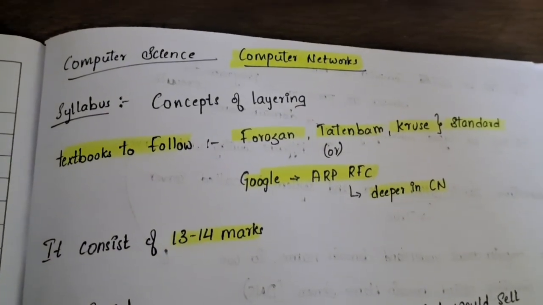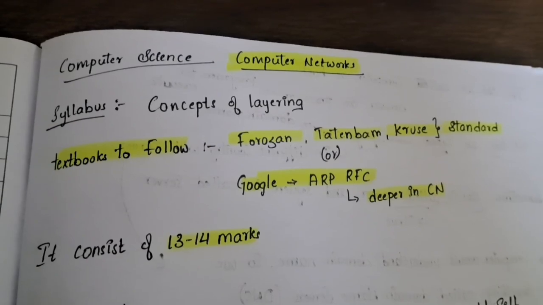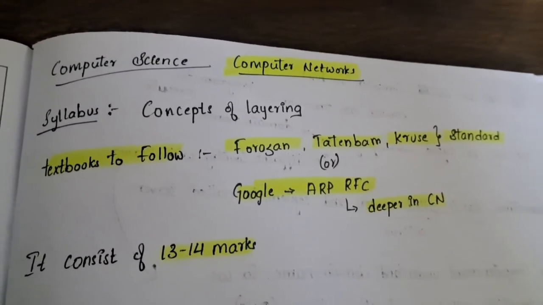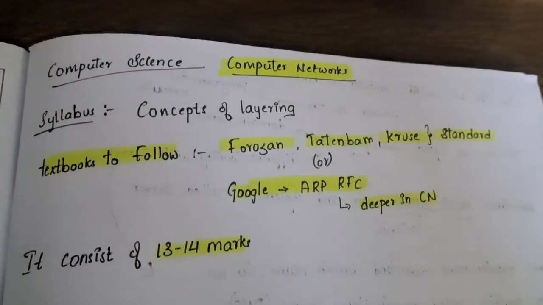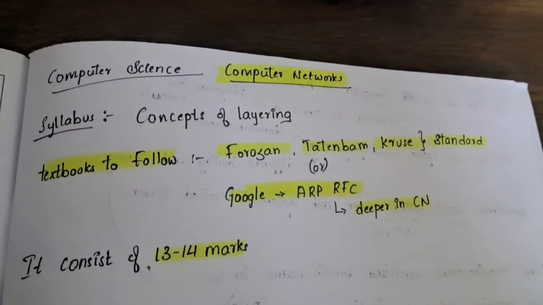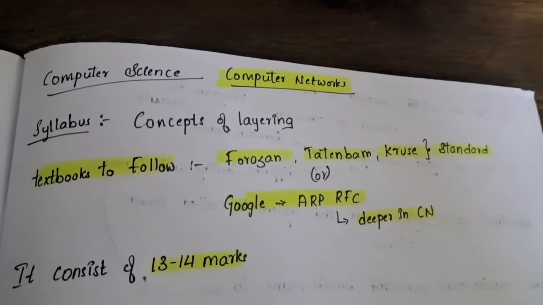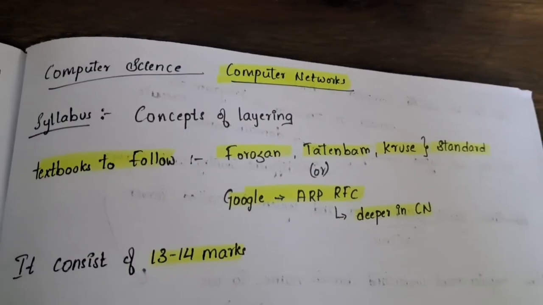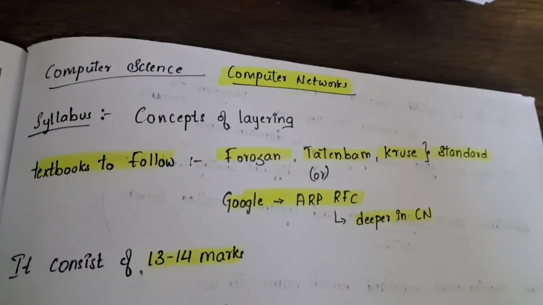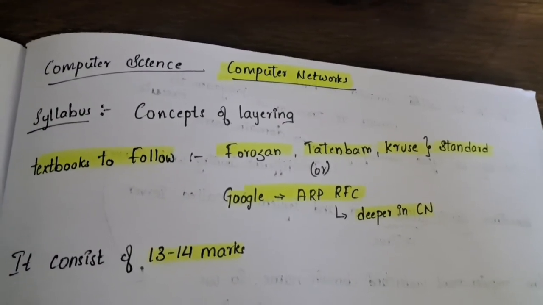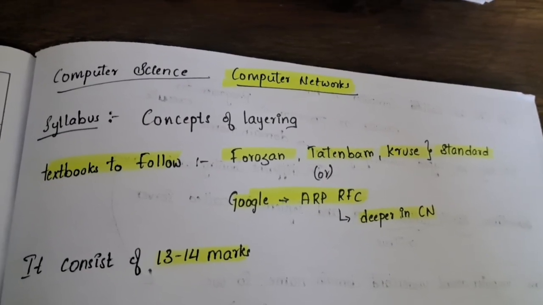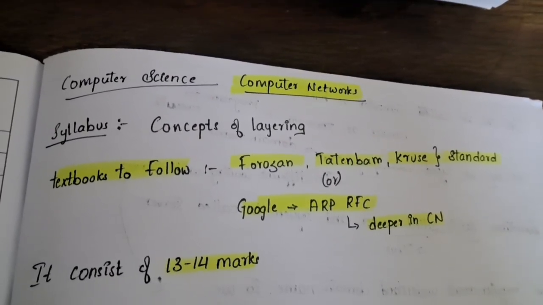And if you ask me what textbooks to follow, then if you are really particular about reading textbooks, you can go with Forouzan, Tanenbaum and Kurose. These are the standard textbooks that we'll be getting. And if you want something deeper and cleaner to read, then you can go to Google and type ARP-RFC, which gives you content that is much deeper in CN, and if you read it completely, then you don't need to refer to anything else.